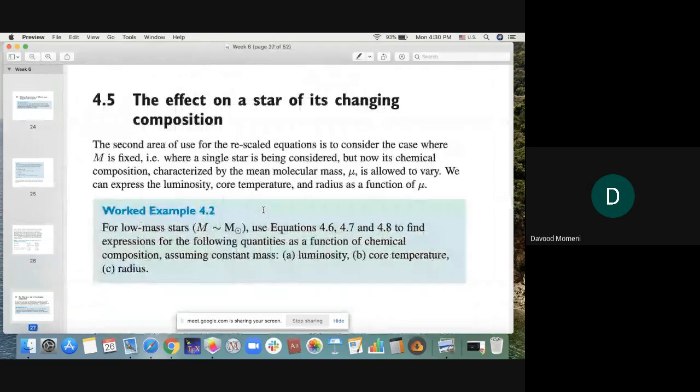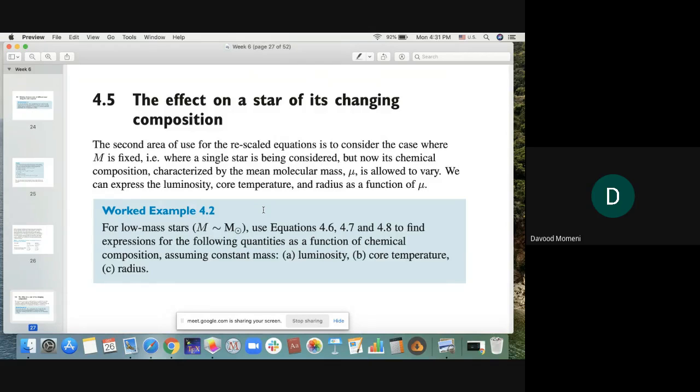Okay, now we are going to the case where the mass of the star is fixed. We are talking about the same type of stars, but two of them which have a chance to have different chemical compositions. And now I raise the question of how the luminosity and core temperature will change versus the chemical composition for a single mass star.